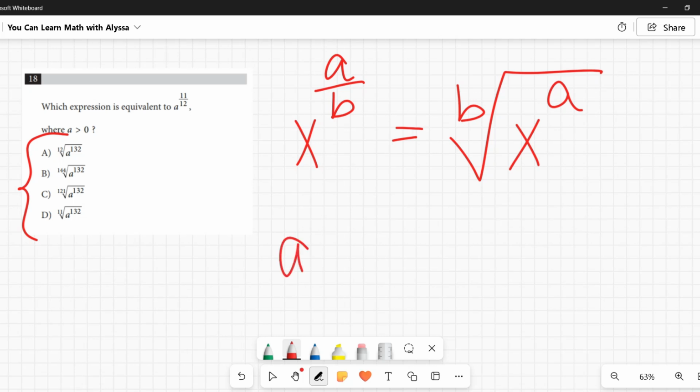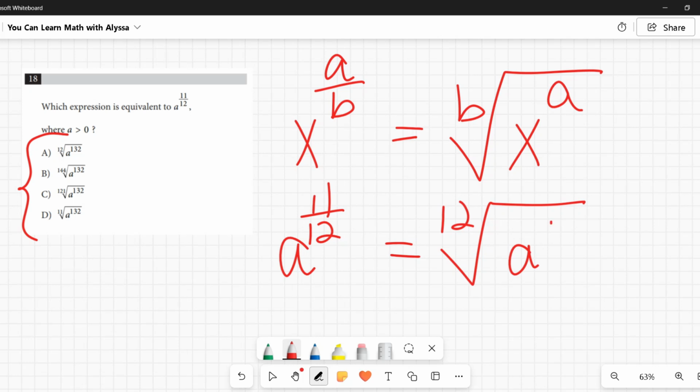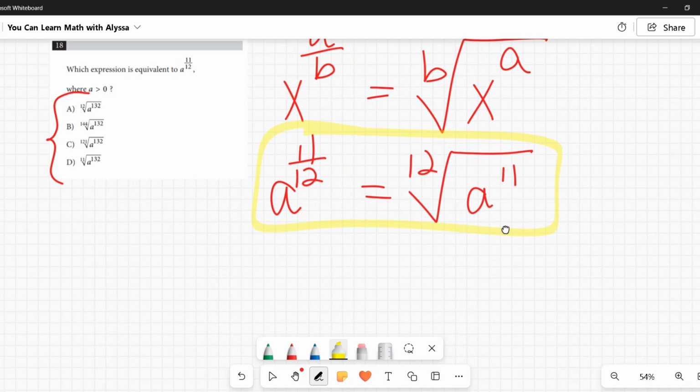So we have our a to the power of 11 twelfths. Let's convert it. I know that b goes out there. It's the 12th root of a to the power of 11. And I've got my answer, and I look over here, and oh no, that is not an option. What is going on? Well, let's look at these options and see what happens if we convert them this way. Let's see if any of them are close to what we've got going on here.